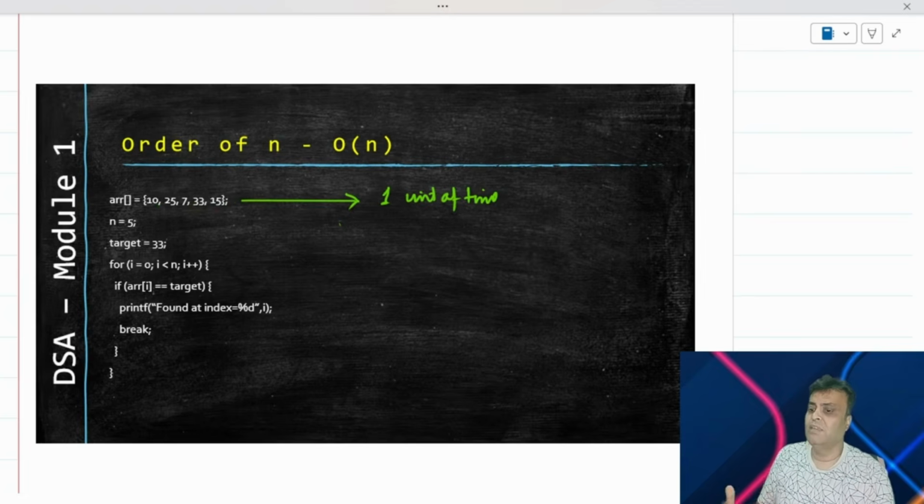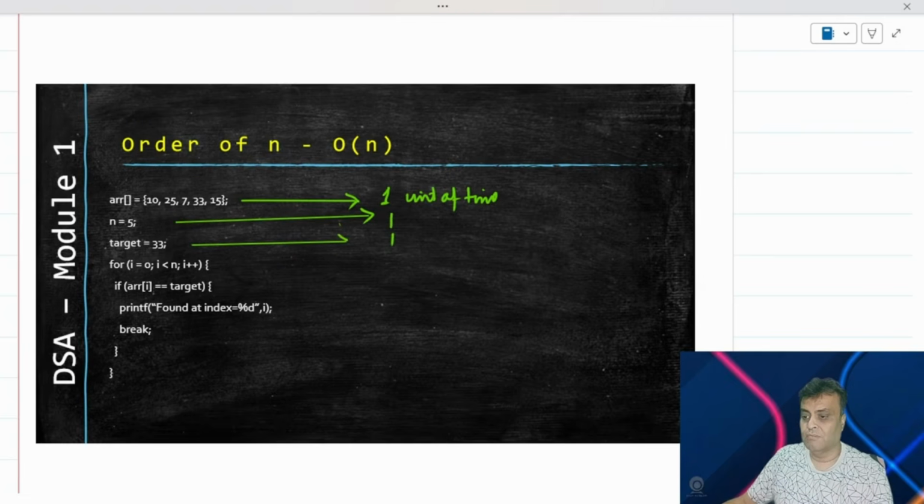So whatever amount of time is taken to define or get the memory from the compiler for these 5 contiguous elements of the array and put 10, 25, 7, 33 and 15 into that array is 1 unit of time. It will always remain the same every time I run my code on my machine. It will not increase. It will not decrease. If it runs on some other machine, there also it will take some unit of time, and that unit of time will never change. So I will say it is 1 unit of time. This will take 1 unit of time. This will also take 1 unit of time.